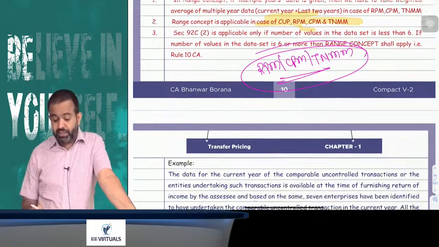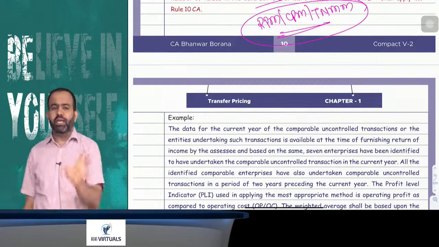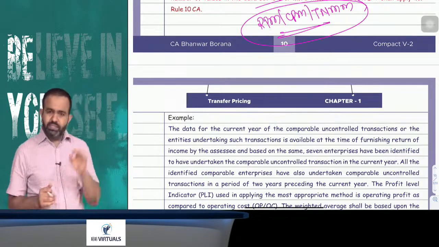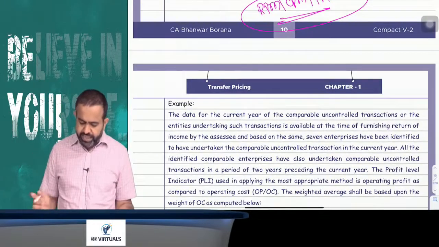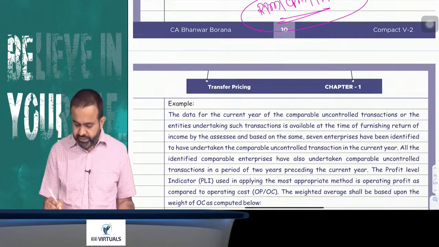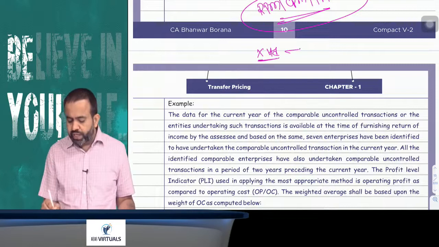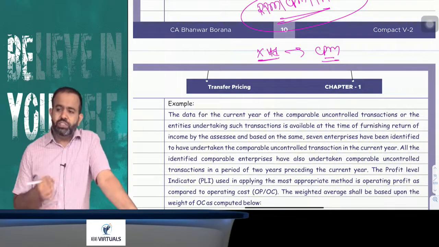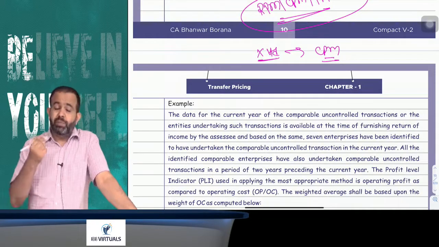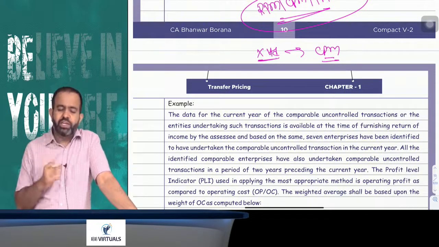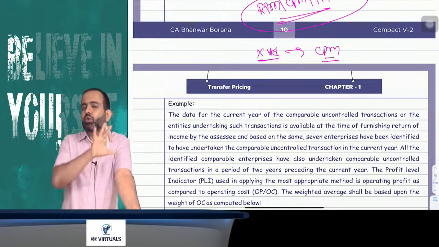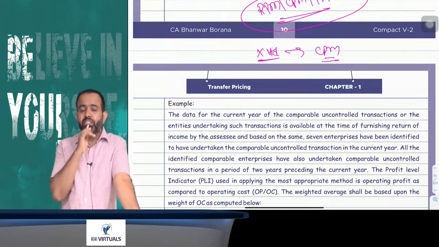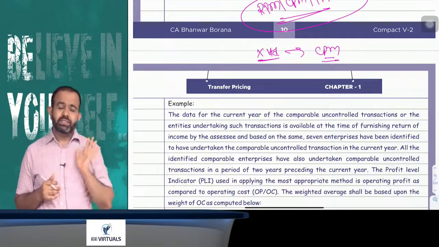Yes. Now the question is how we will calculate the weighted average data. We will take an example, don't worry about that. Suppose our company name is X Limited, and suppose we are following one method, that is CPM. CPM is cost plus method. Now the question is how we will calculate the arm length price, or like profit, in the cost plus method. So you know that in cost plus method, or resale price method, or transactional net margin method, there will always be a profit percentage.